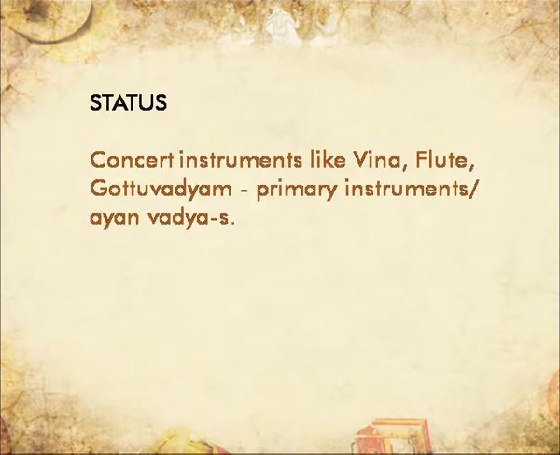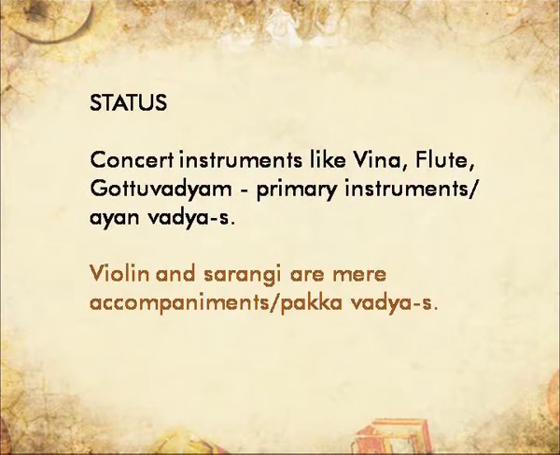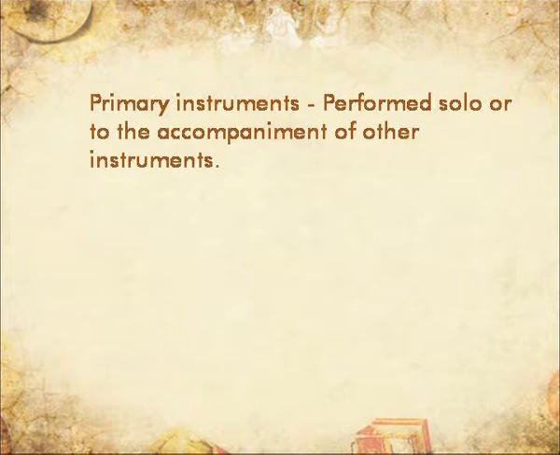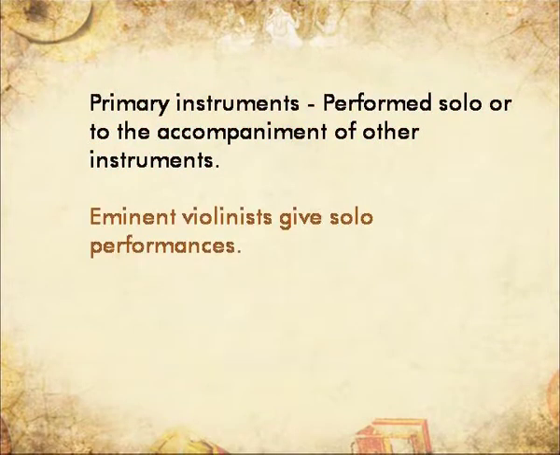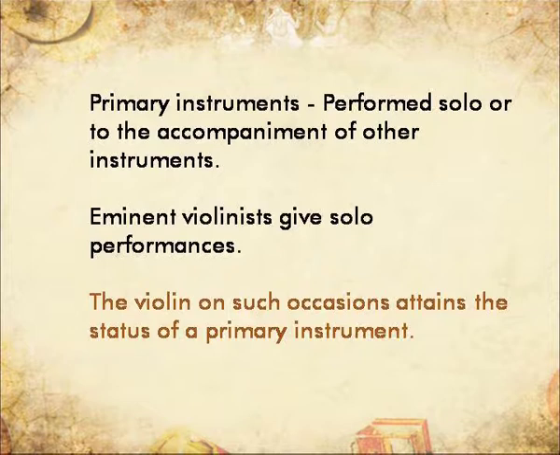Status. Concert instruments like the veena, flute and gotuvadyam enjoy the status of primary instruments or Ayan Vadyas, while others like the violin and sarangi are mere accompaniments or Pakkavadyas. Primary instruments are either performed solo or to the accompaniment of other instruments. Eminent violinists sometimes give solo performances on their instruments. The violin on such occasions attains the status of a primary instrument.